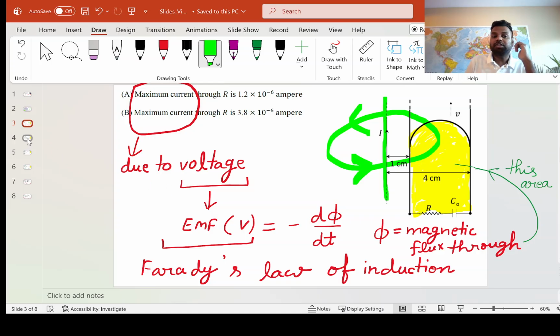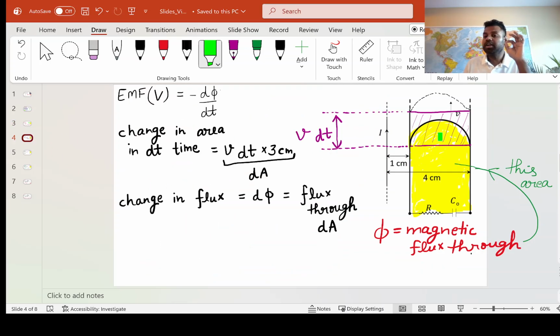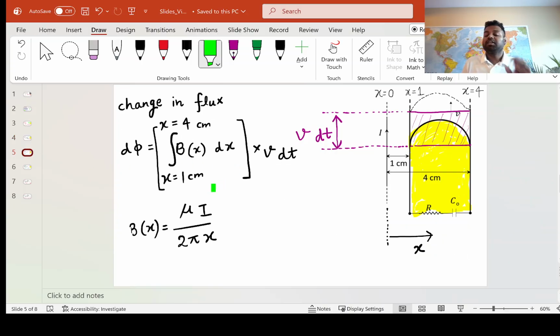That voltage is how fast the magnetic flux is changing over time. So let us find out the rate of change of flux. The rate of change of flux will depend on the change in magnetic field, but here the magnetic field is not changing. It is the area that is changing. As the semicircular rod is moving up, in dt time it will travel a distance of v dt, and this area here is the area that is adding to the flux. So the flux through this highlighted area is the change in flux. Let us find the flux through that area.